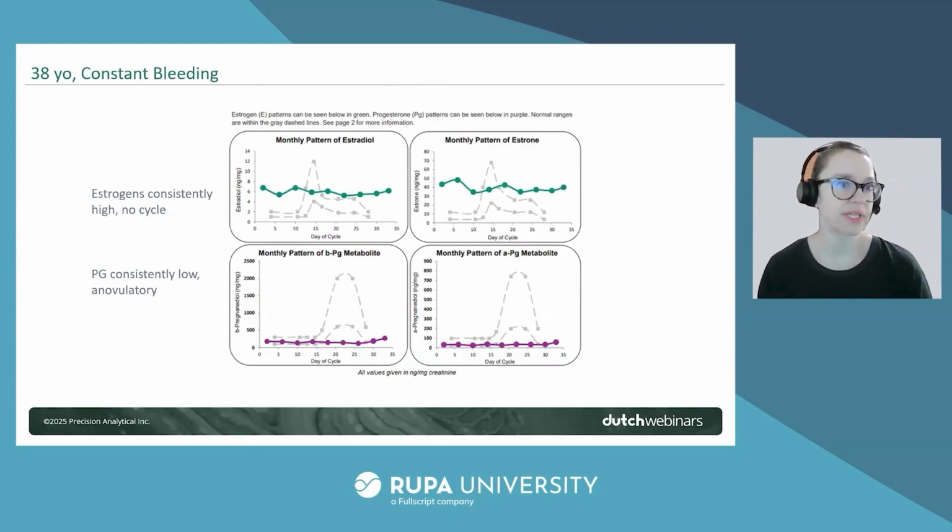All right, here's another one. This is a 38-year-old who's having constant bleeding, and you can probably see why. Her estrogens are consistently high. There's really not much of a cycle here. We're just getting a lot of estrogen. Progesterone is pretty flatlined. There's no ovulation happening. In the end, after some additional workup, we found this patient had endometrial hyperplasia. And you can see why. There's a lot of unopposed estrogen there.